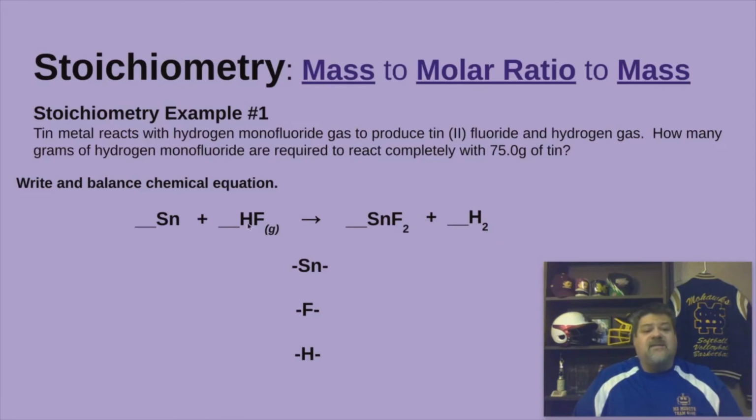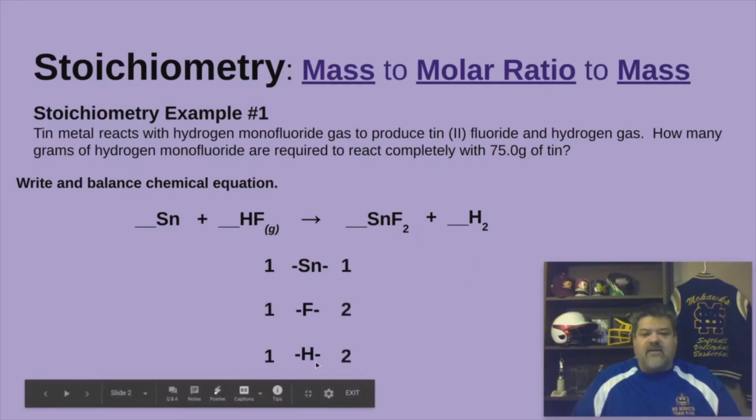But because I have tin all by itself, I can put any number in front as a coefficient. So the next thing that we're going to do is write down how many of each one we have. So over here, there's no numbers, so we end up having one tin, one fluorine, and one hydrogen. On this side, we have one tin, 2 fluorines, and 2 hydrogens.